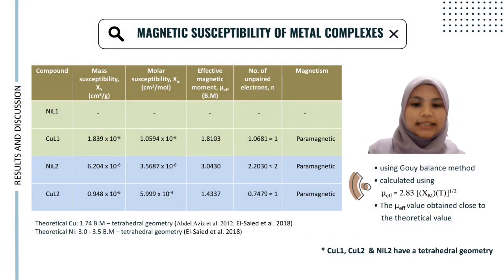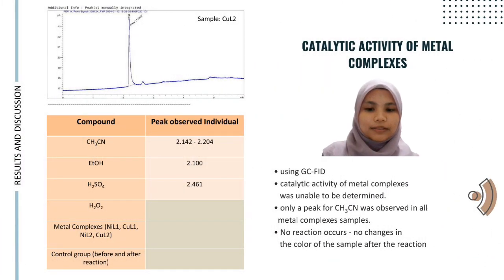So the magnetic susceptibility of metal complexes was computed using the Gouy method, and the magnetic moment obtained is close to the theoretical value, which indicates that copper(II) and also nickel(II) have a tetrahedral geometry. And there is no result for nickel complexes of L1 as there was not enough amount to conduct the magnetic susceptibility. So the catalytic activity of metal complexes was unable to be determined as there was only a peak belonging to acetyl material observed in every sample. This might be due to a mistake in preparing the samples, or the method might not be suitable.